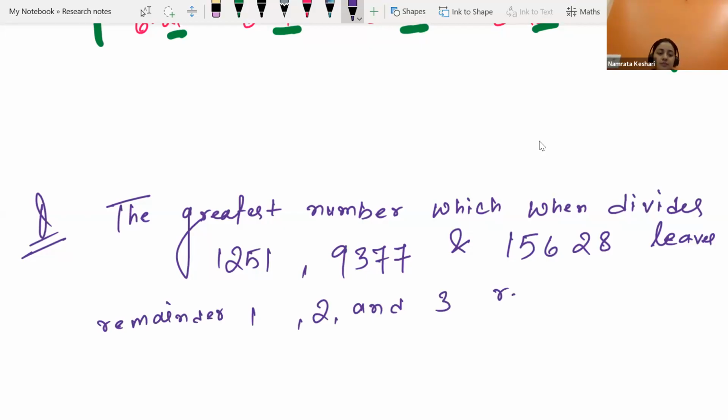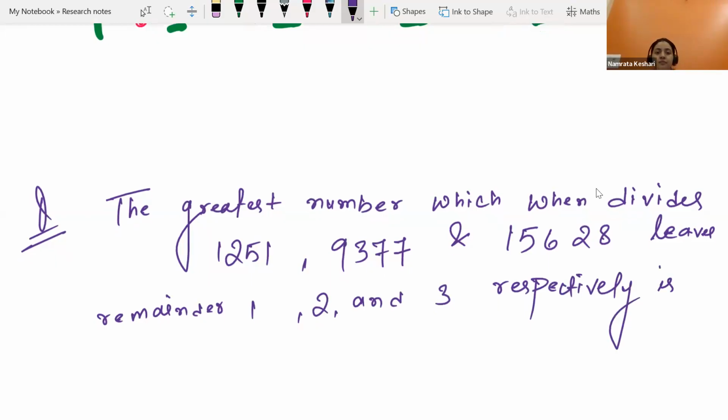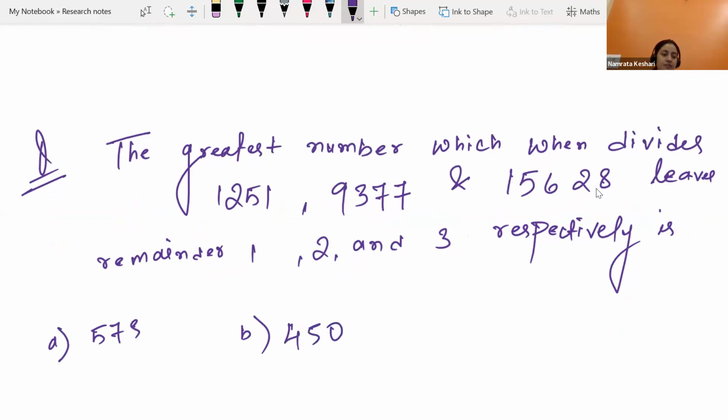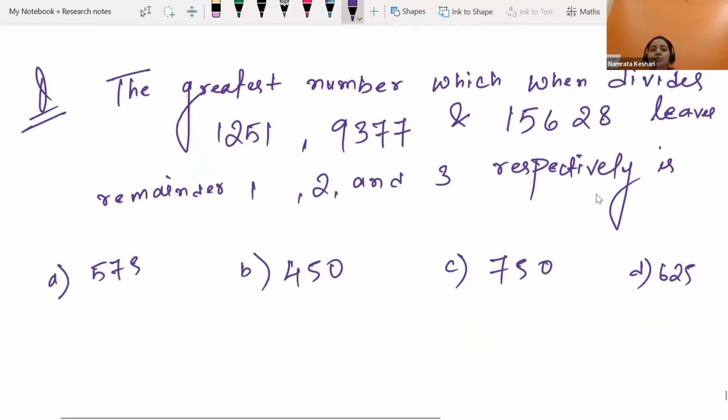Please do it now. Options are there. Yes, please do it quick, quick, quick.